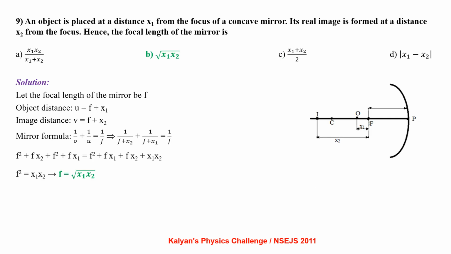An object is placed at a distance x1 from the focus of a concave mirror. Its real image is formed at a distance x2 from the focus. Hence, the focal length of the mirror is? See the diagram. Let the focal length of the mirror be f. Object distance u = f + x1. Image distance v = f + x2. Apply the mirror formula: 1/v + 1/u = 1/f. For a concave mirror, all three quantities are negative, so after sign convention also, the formula remains the same. So we get f² = x1 x2, that is f = √(x1 x2) after simplification. This is also known as Newton's formula for curved mirrors.